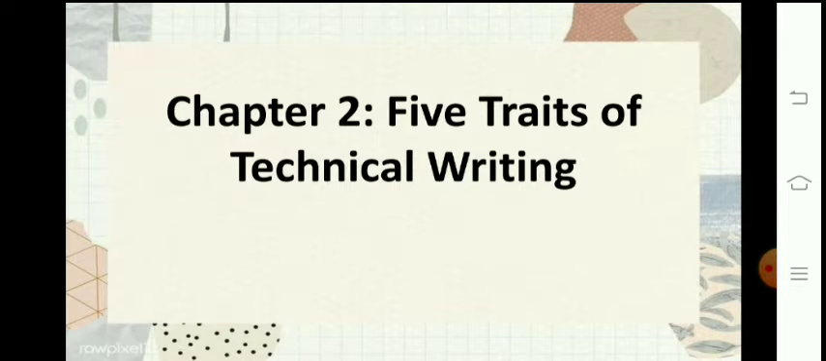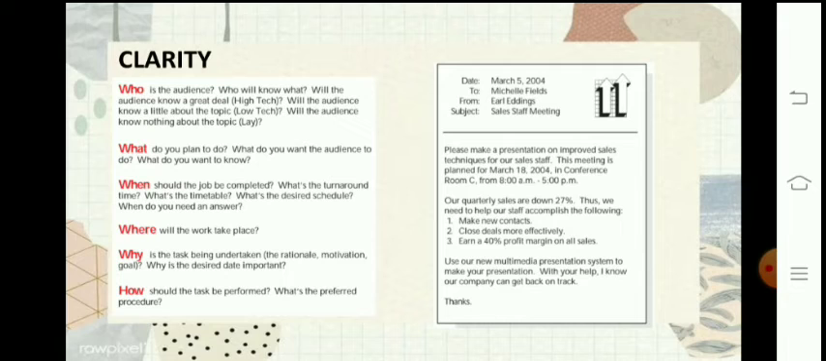Chapter 2, five traits of technical writing. So first we have clarity. It talks about the six W's such as who, what, when, where, why, how. So the provided picture is a good example of clarity. It talks about who, what, when, where, why, and how.